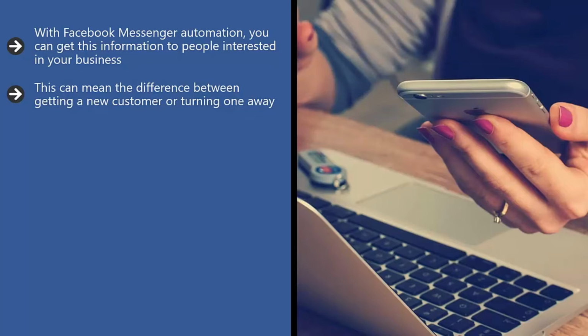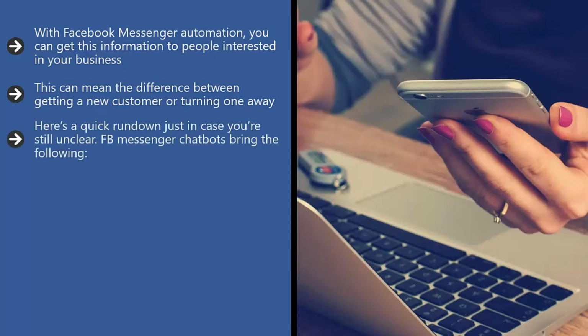Facebook Messenger marketing is the next big thing. It's relatively new, and that's why it presents a golden opportunity for businesses, whether purely local, regional, or purely online, to establish or expand their online user base. Here's a quick rundown, just in case you're still unclear. FB Messenger chatbots bring the following.